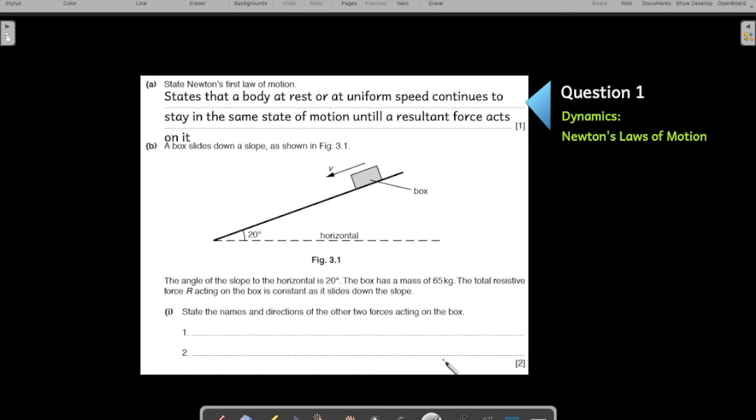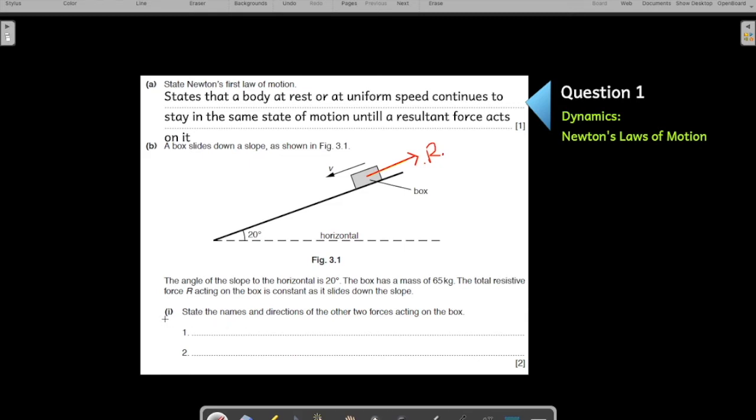So let us mark where the resistive force would be. Where would the resistive force be? Resistive force always acts in the opposite direction of your motion. If the box is moving this way, what is the opposite direction of this way? It is this way. So let us mark the resistive force here. Let me use a contrast pen. This will be your resistive force, which they are calling R.